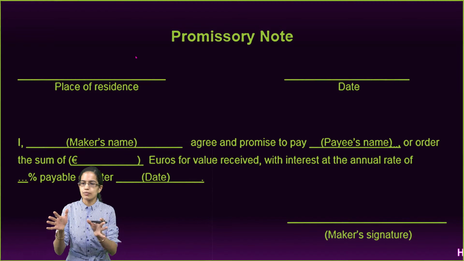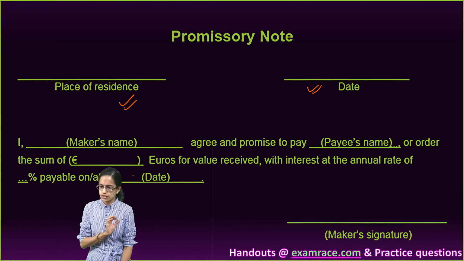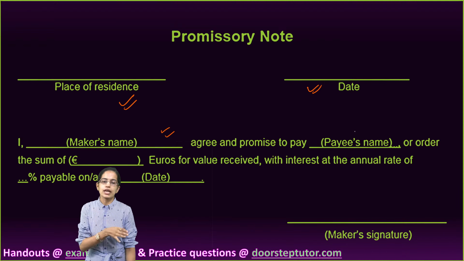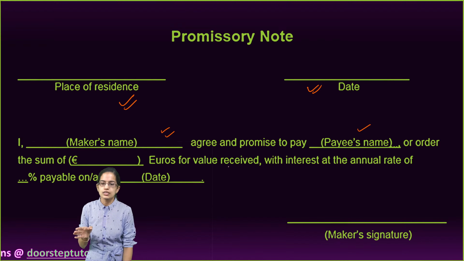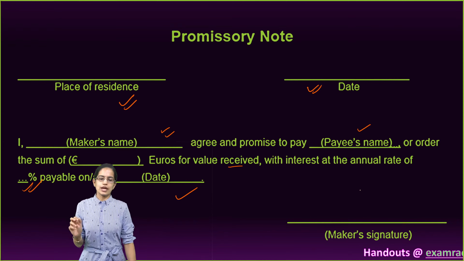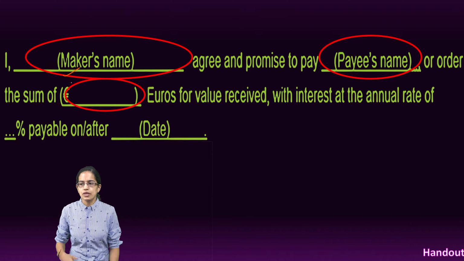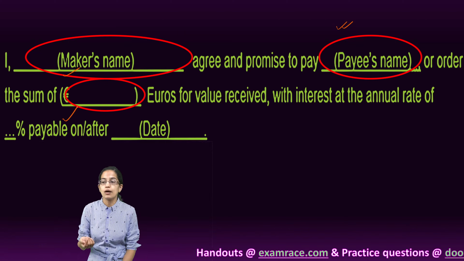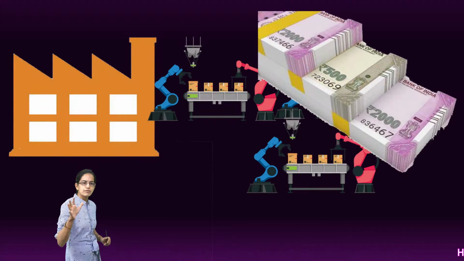So in a technical example, we have a promissory note here. The place of residence where the person belongs and the date on which the promissory note is issued. I, person XYZ, agree and promise to pay the payee name the amount of rupees, dollar, euro, whatsoever, within this period and at a rate of so and so, and then you have the maker's signature. Now, what is important? The maker's name, who is providing the promissory note, the payee who would be paid, the amount, and the rate of interest at which it would be given. So this is a very simple way to understand it.